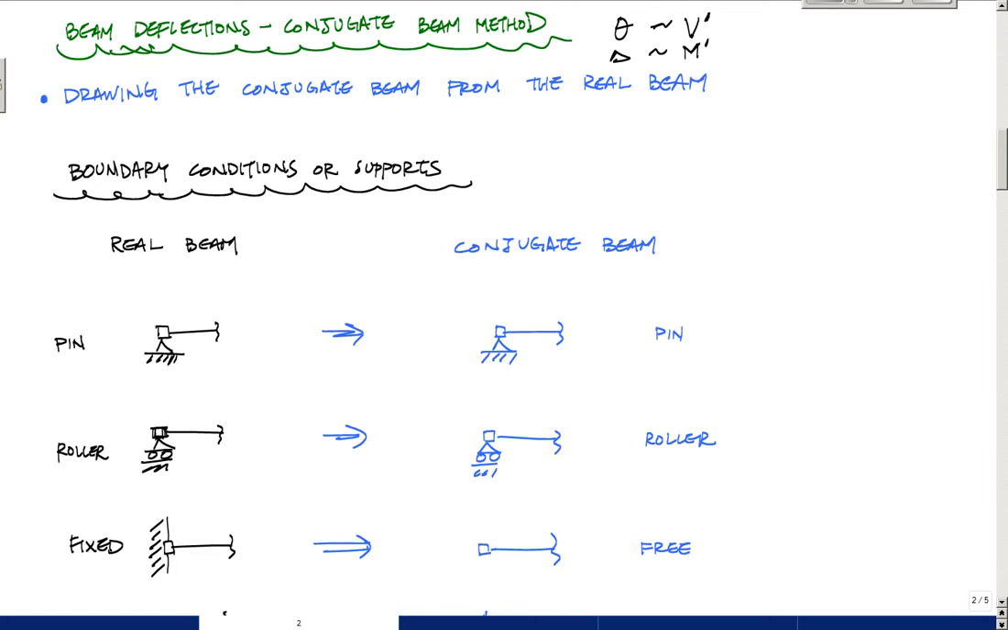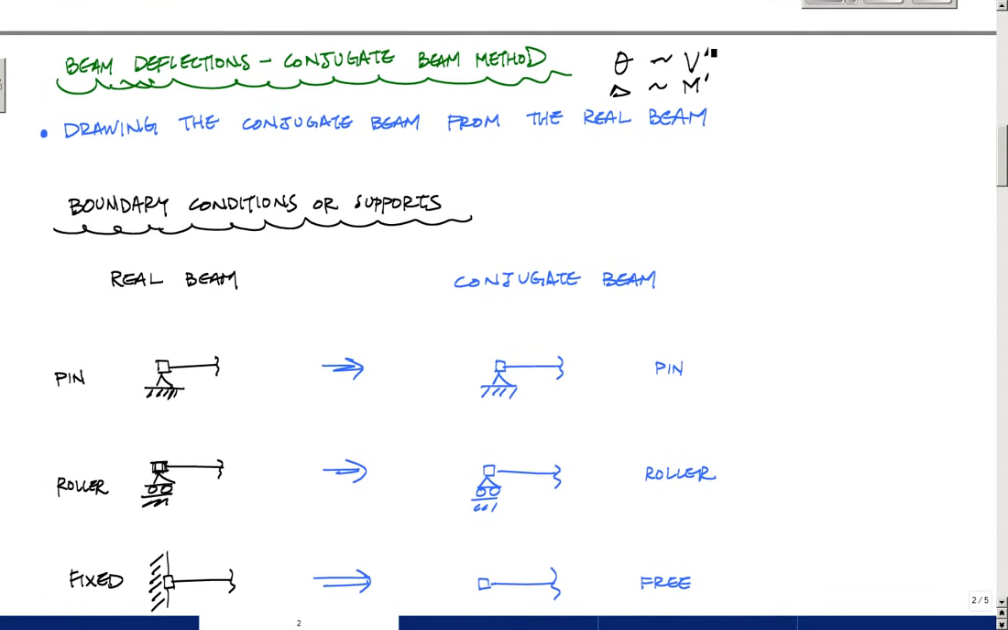In order to draw the conjugate beam, really the thing to do is look at the tables in your textbook and utilize those, because all it is about is converting the boundary conditions to the proper boundary conditions or supports in the conjugate beam. So taking the boundary conditions in the real beam and converting them to the conjugate. All of that is based on this relationship right here between the real beam, the real deflections and slope, versus the conjugate shear and moment.